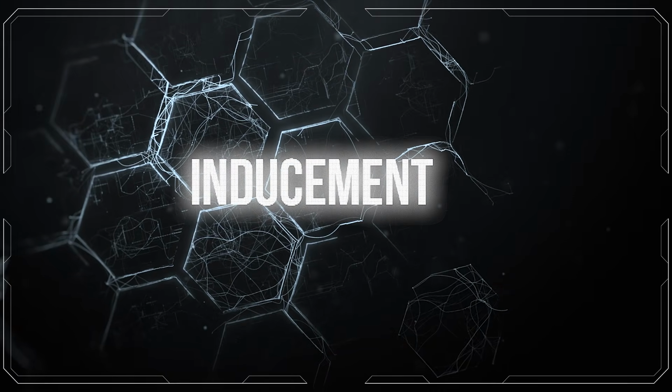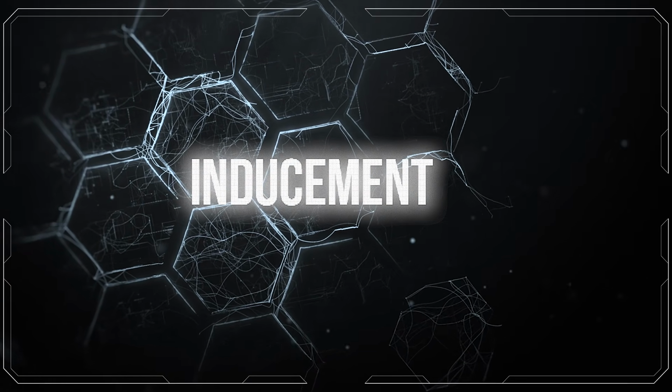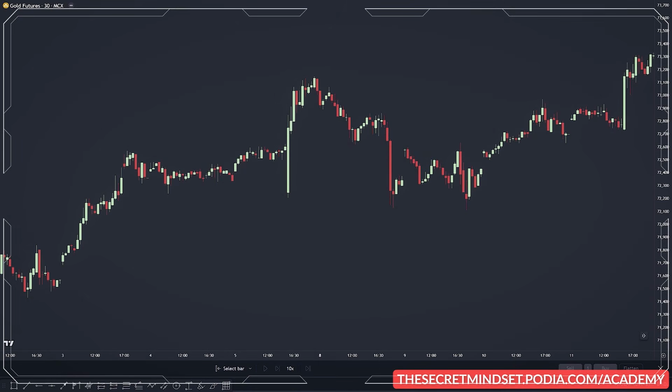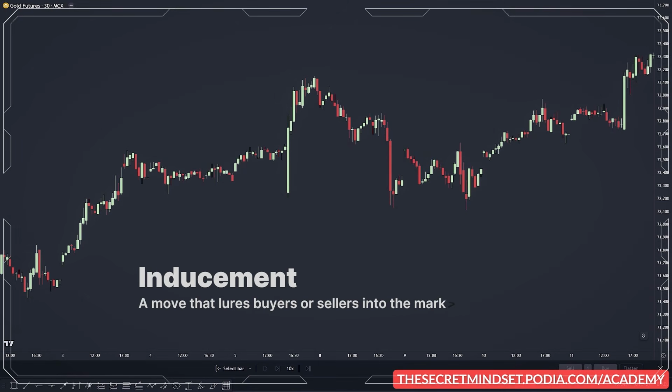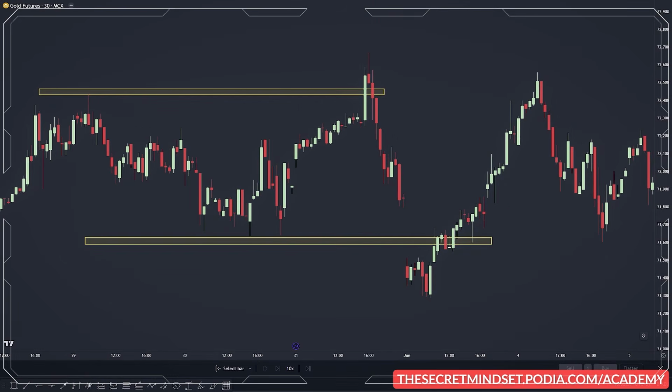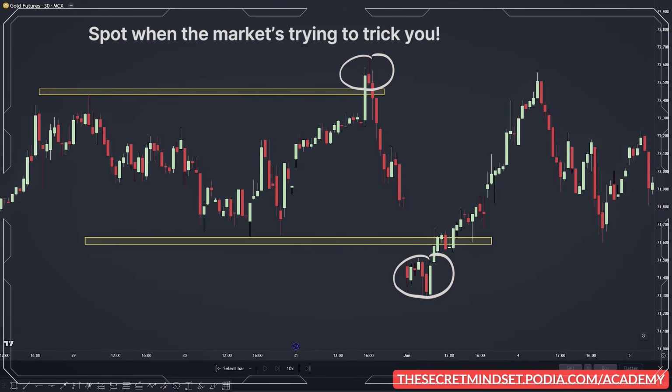If you want to succeed in day trading, you also need to master inducement. Inducement is simply a move that lures buyers or sellers into the market, creating liquidity pools that smart money players use to their advantage. Inducement can help you spot potential reversals and entry points for trades. Basically, you need to spot when the market's trying to trick you. That's where inducement comes in. It's a smart way to figure out what the market's really up to.